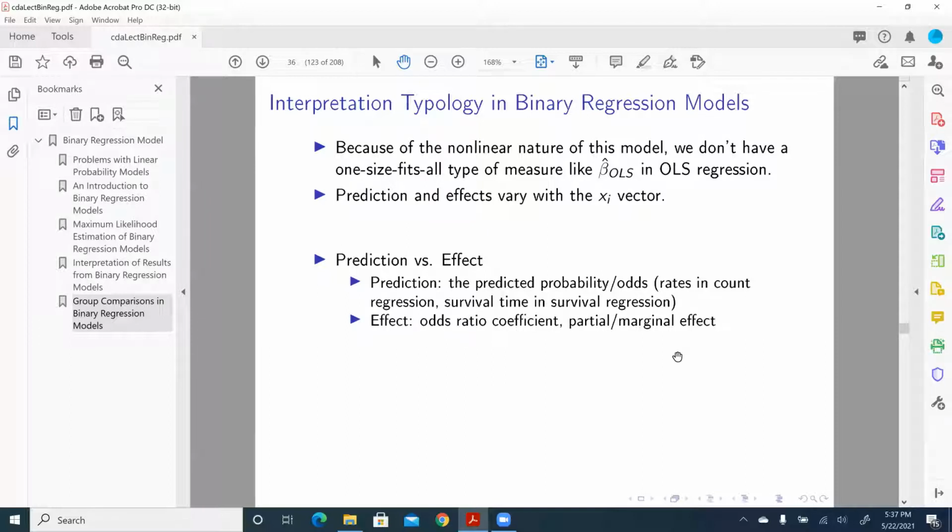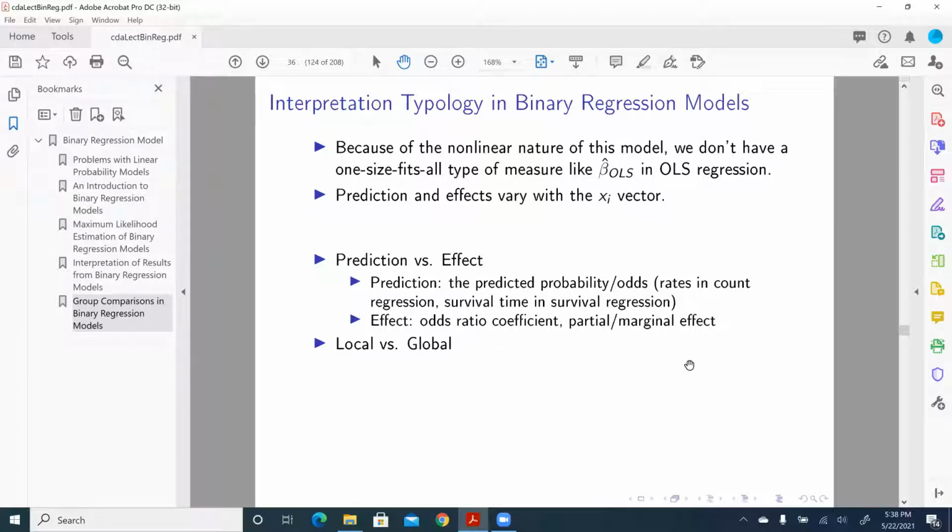Another type is effect measures. These measures are used to talk about the effects of covariates or explanatory variables on the response variables, on the observed scales and sometimes predicted probabilities. These measures for binary regression models usually include odds ratio coefficients and partial or marginal effects.